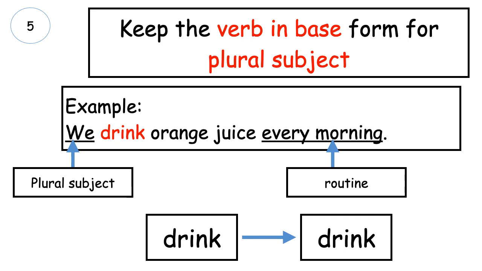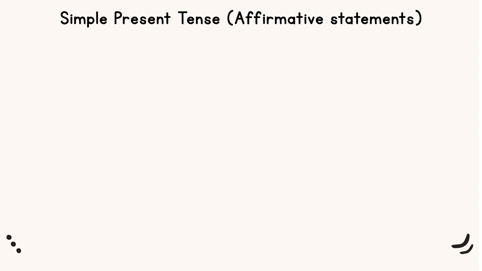Okay, we, kami. Kami sudah tentu, ni lebih dari 1. So, we drink orange juice every morning. Okay, we cannot say we drinks. Okay, no, it's wrong. Okay, we drink. Tak boleh ada imbuhan. Okay, we have gone through 5 rules for simple present tense in affirmative statement. Okay, so this is the conclusion or so-called wrap up for the first part of our lesson.